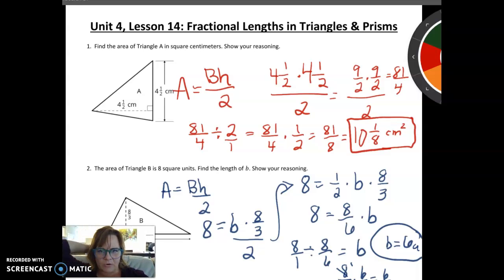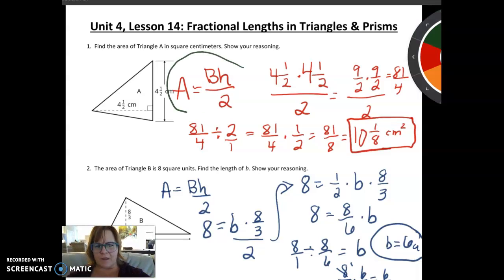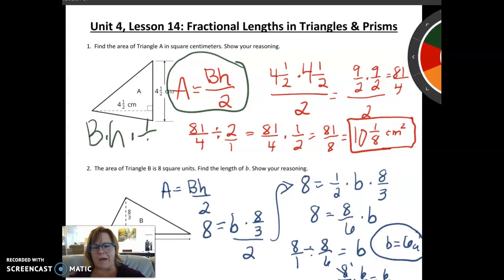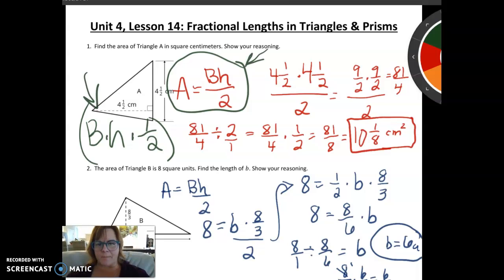So we had to find the area of the triangle here, triangle A, in square centimeters, and you'll notice that our base and our height are both fractions. So just to recall, to find the area of a triangle, we take the base times the height and divide it by 2. Another way of thinking about that is base times height times 1/2. And we have to be flexible in our thinking because there are times when we might want to think about it this way, and then there are times we might want to think about it this way. Of course, those are exactly the same thing, just a different way to write that.